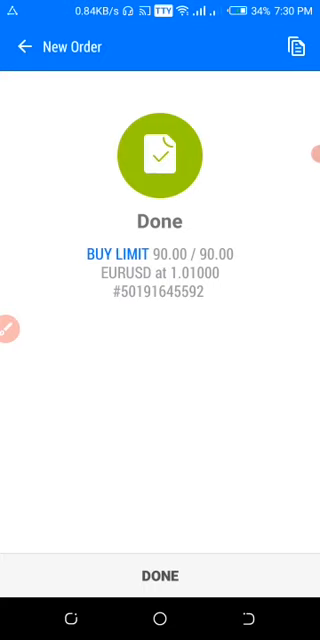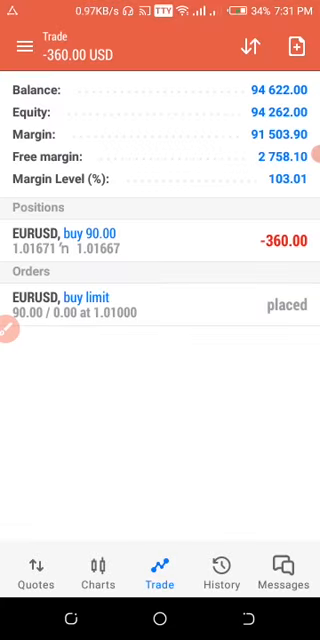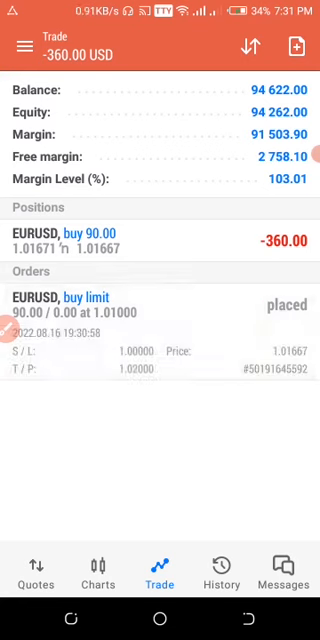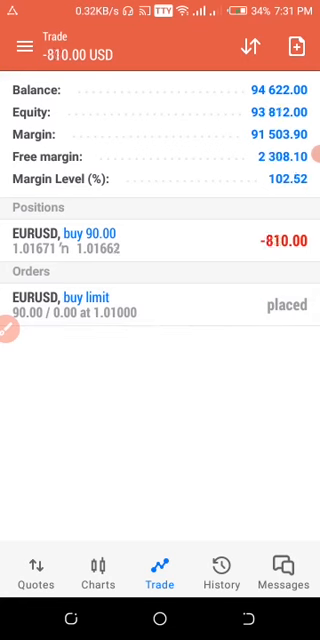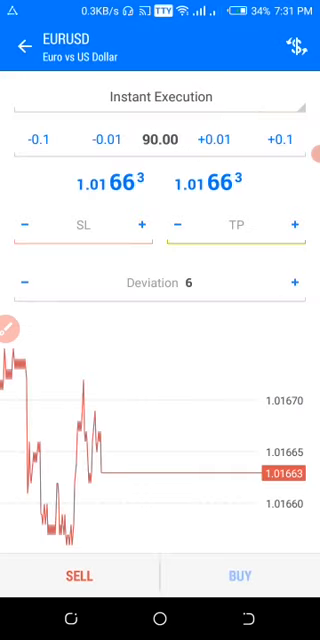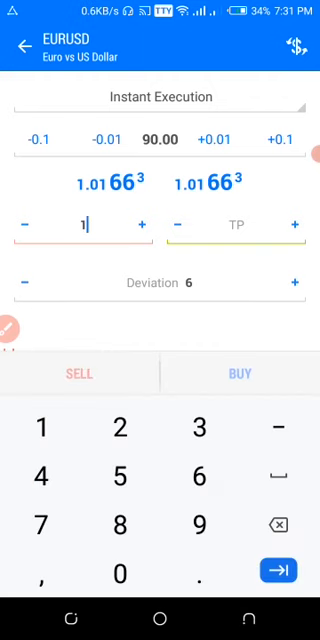We are now entered, but you can see it is not running. When you see the second one, it is not running. The reason is that until it reaches that level, that is when it will buy. But let's click again and buy at instant execution. We're using the same thing here. Stop loss, you are going to put 1.0. Take profit, we are going to pick 1.02, and then we are going to use the instant buying.